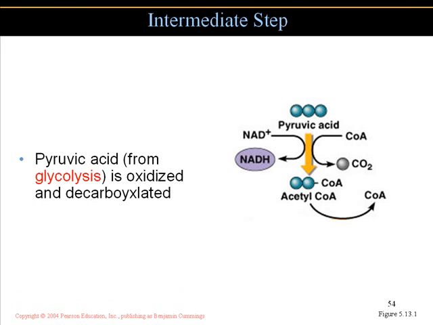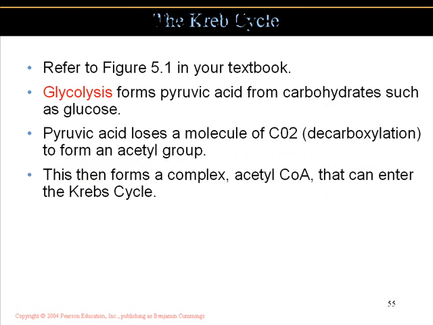And we talked about some of the intermediate steps that were used in this process, intermediate steps from glycolysis, where pyruvic acid is generated, the breakdown of a 6-carbon sugar, glucose, for example, into 2 molecules of 3-carbon sugar, otherwise known as pyruvic acid, oxidized and decarboxylated. Carbon dioxide is being generated in this sequence of enzymatic reactions, which will lead to the Krebs cycle. Again, references from your textbook, Figure 5.1.